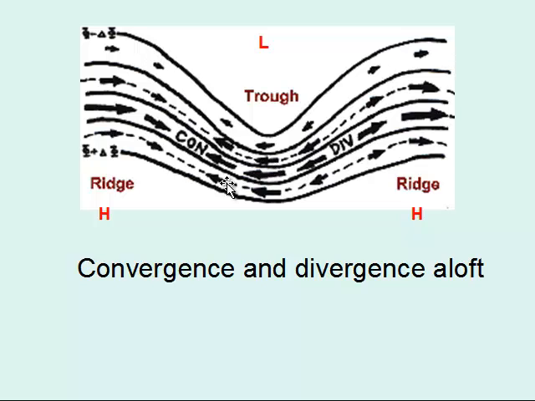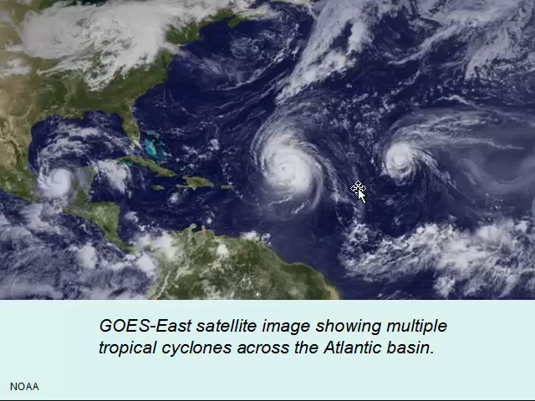And we also can produce what's called convergence and divergence in those upper air currents. So as we come into a trough, the air is being squished, converging into a smaller area, and then as it comes out, it's spreading out and diverging. So here are just a few of these cyclones that you can see in the tropics.